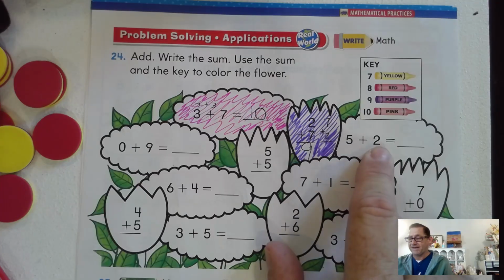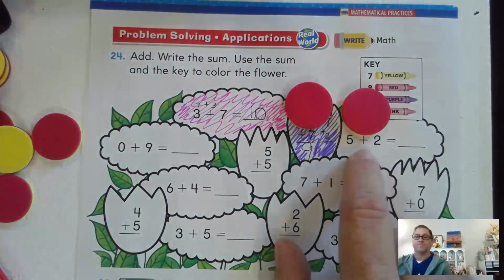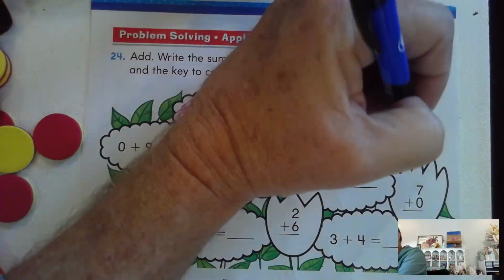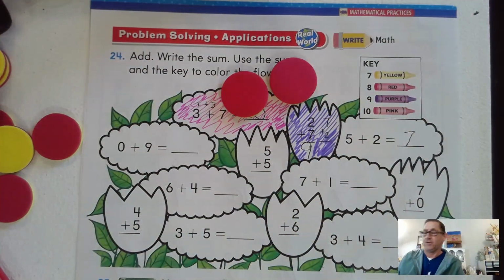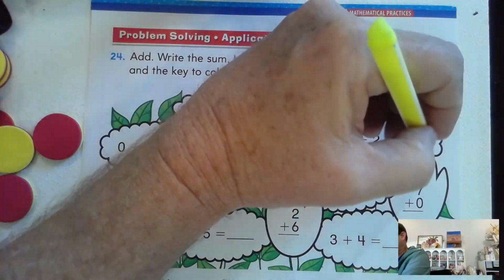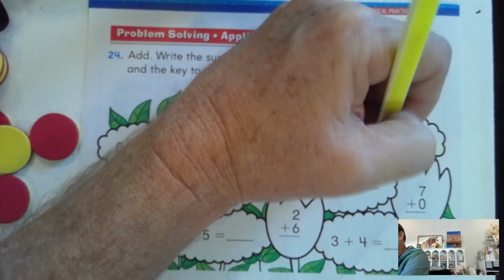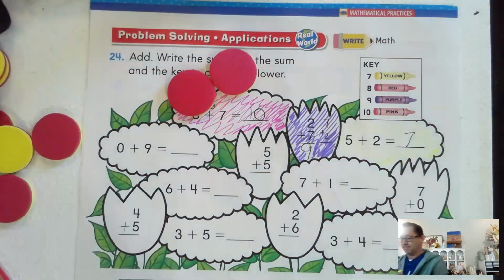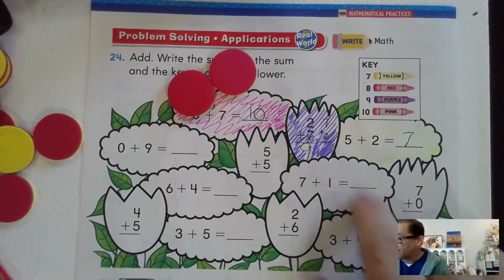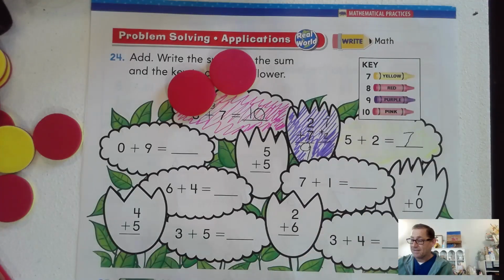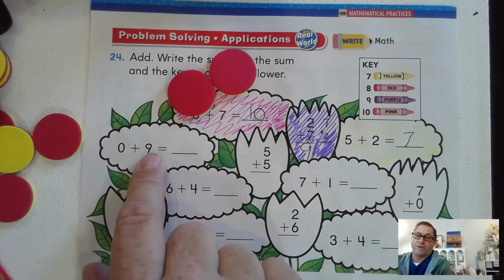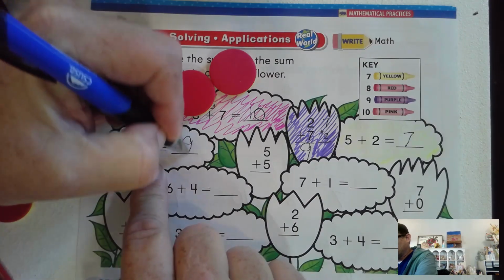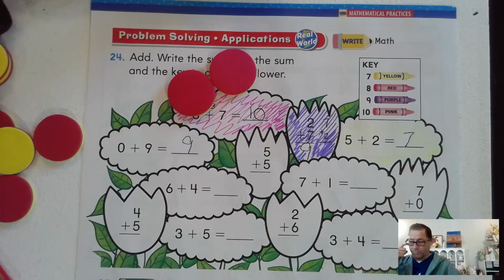All right, 5 and count on 2. 5, 6, 7. And 7 we color yellow. You can't even tell I colored it. It's yellow. Okay. 0 and 9 more. Well, we know anything plus 0 is that number, so 9. Okay, and again, that's purple.